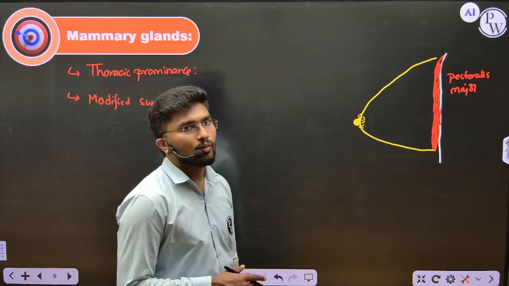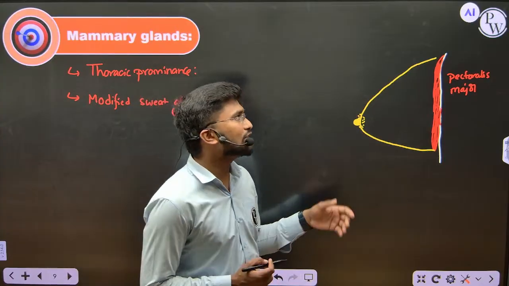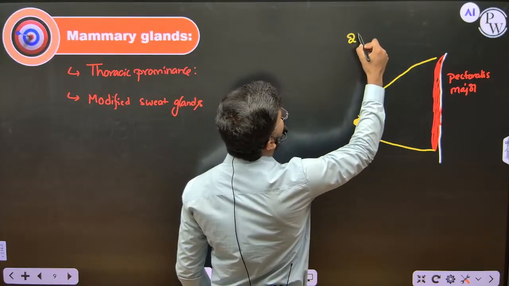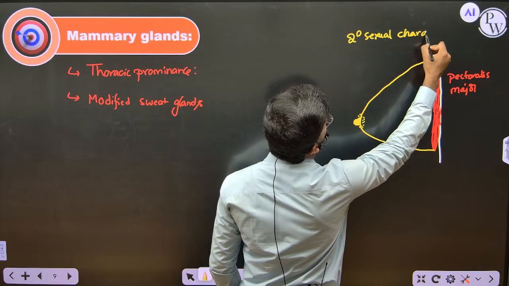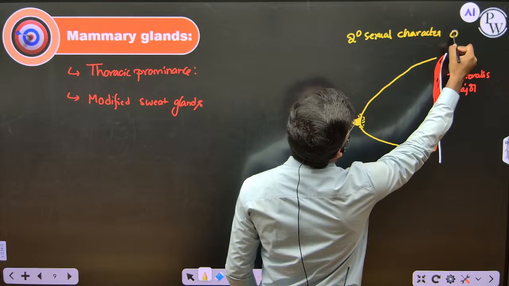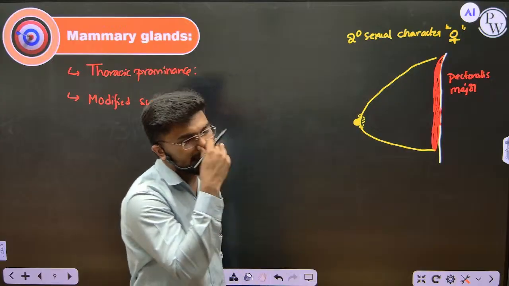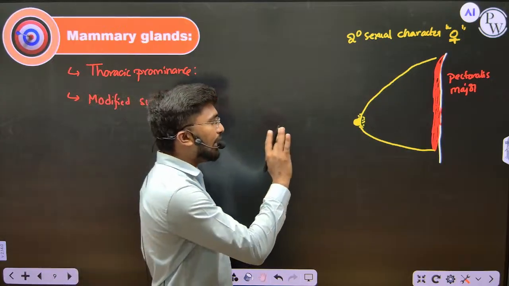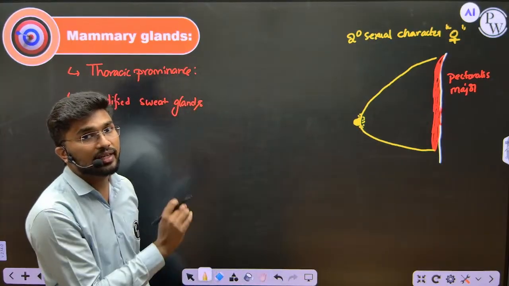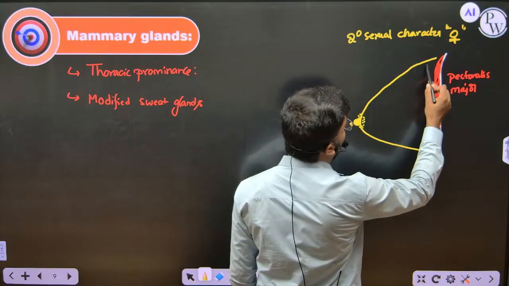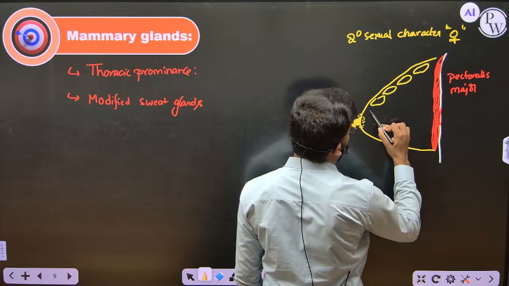The question is, who is responsible for that? Having a developed mammary gland is a secondary sexual character in females. The size of the mammary gland is determined by the amount of fat deposited in it. So, in the mammary gland, what else is present? Some amount of fat is present like this.